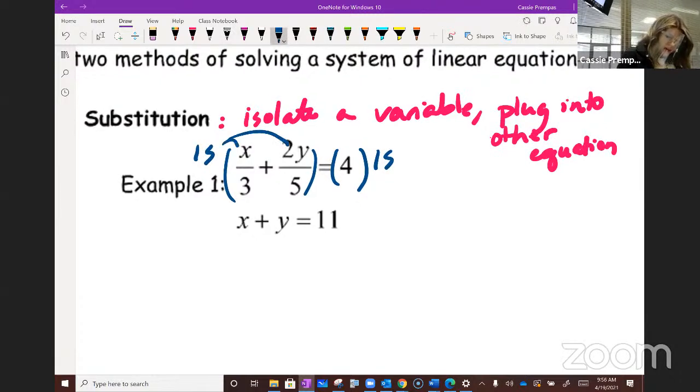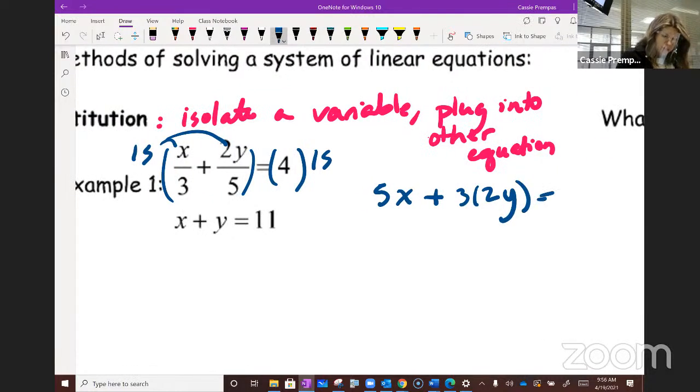3 goes into 15 5 times, so I have 5 times x, plus 5 goes into 15 3 times, so I have 3 times 2y, equals 4 times 15, which is 60. I'm going to go ahead and change that. 3 times 2y, I'm going to call that a 6y.